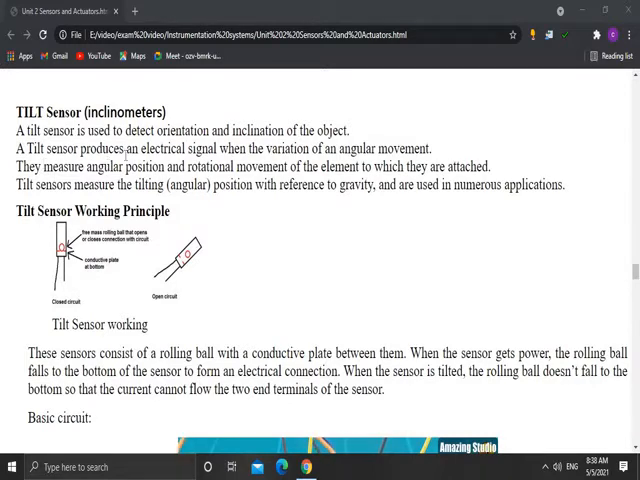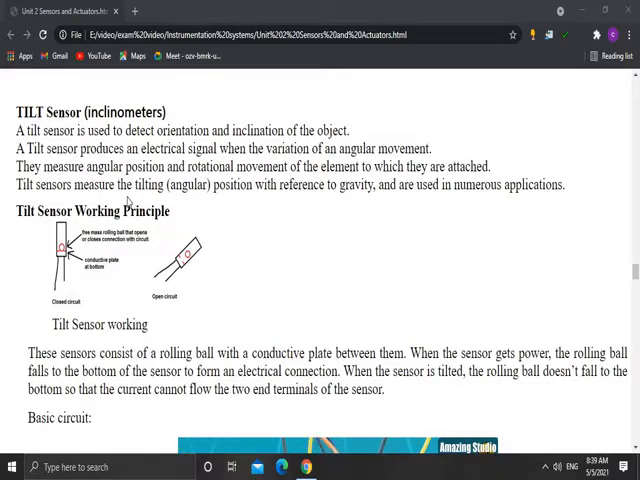A tilt sensor produces an electrical signal when there is a variation of angular movement. When there is any change in the angle, then this sensor generates an electrical signal. They measure angular position and rotational movement of the element to which they are attached. Means it shows the angular position and rotational movement of the car if it is attached on the car.